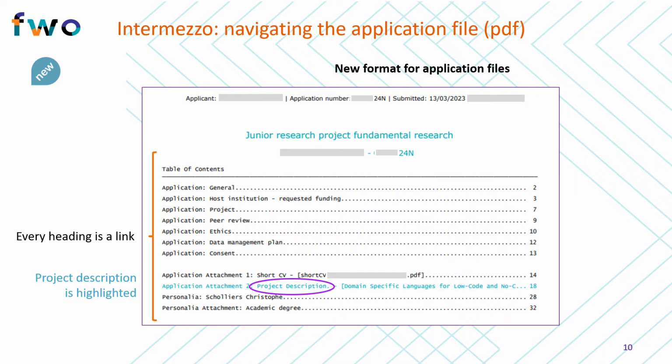To help you find your way in this wealth of information, the file begins with a table of contents, in which each item is a clickable link that will lead you to the relevant section of the file. Please note that the project description is now an attachment in the application file. Since this is a crucial element of the application, it is highlighted in blue.